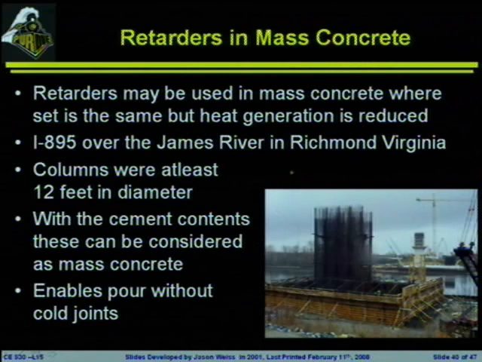What I would point out here is that a lot of times with the high cement contents that we're using for high strength concretes, even things like large columns on bridges can be considered mass concrete. Here you can see a column that's about 12 foot in diameter. If you've got a cement content that's 650, 700, 800 pounds in that system, there's going to be a substantial amount of heat that's being generated. Sometimes you'll see retarders used to really reduce this heat.